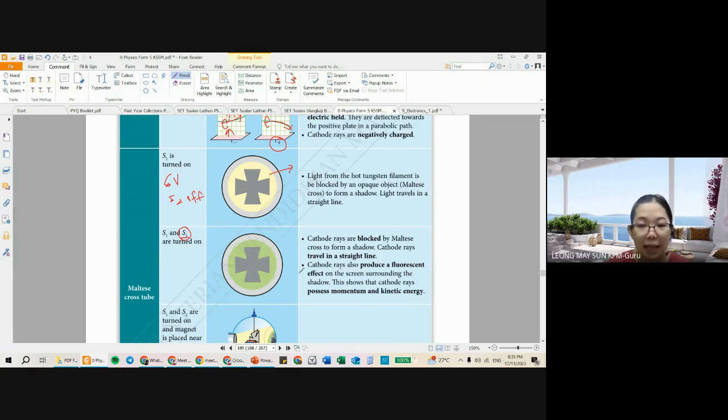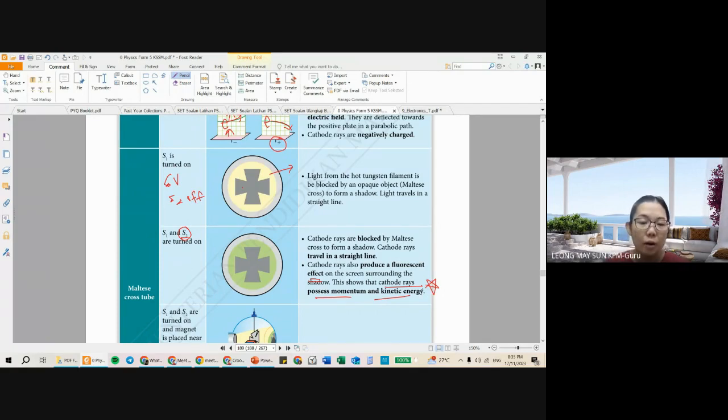The cathode ray produces a fluorescent effect on the screen. This shows that the cathode ray possesses momentum and kinetic energy. So please put a remark over there, because I remember seeing this question before. I've forgotten which year already.